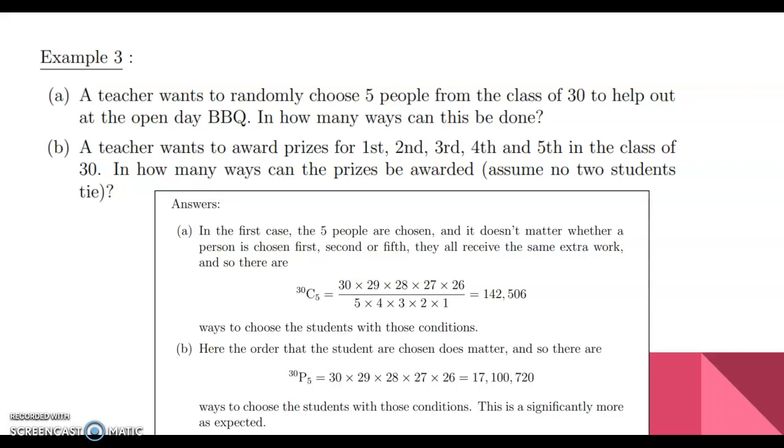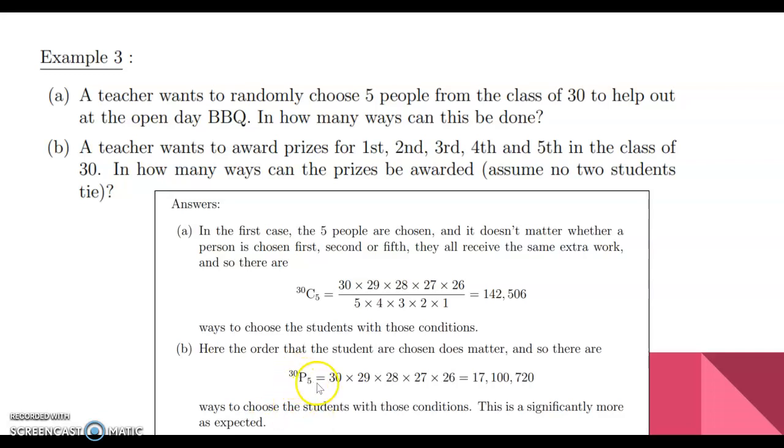So we have 30 students that could be in first place. Then we have 29 students that could be in second place, 28 students that could be in third place, 27 students that could be in fourth, and 26 in fifth. The order does matter here. Getting first is totally different than getting fourth. So the same 5 students who place and get the prizes, it's different whether you place first or second or fourth or fifth. Therefore, it's called a permutation.